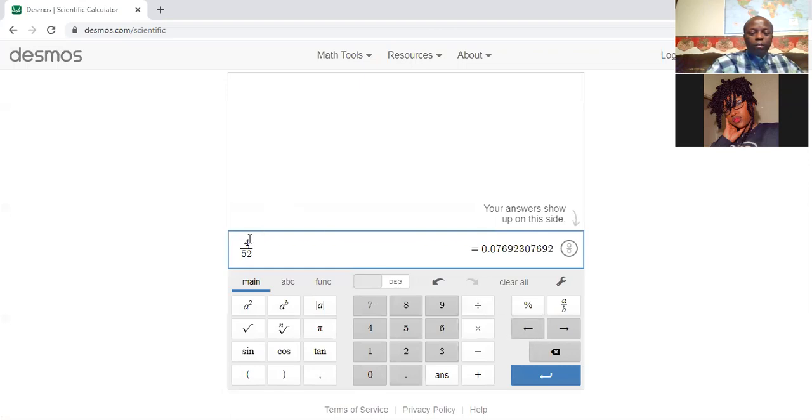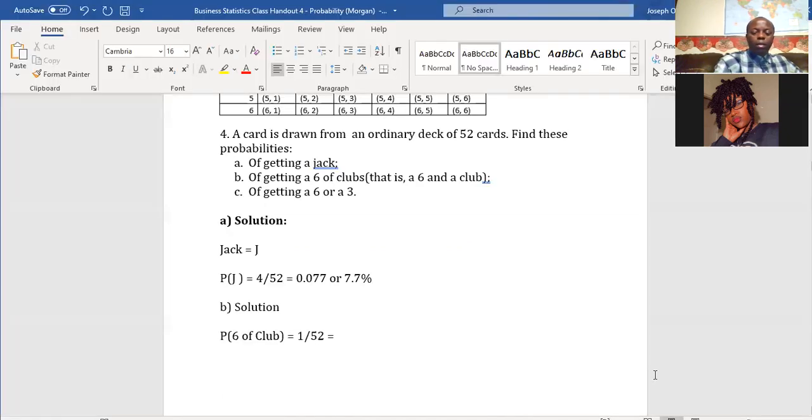This gives us from our calculator 1 over 52. So I'm going to change this to 1. It gives us 0.0193. I know it kept going. Stopping at the third decimal place, it's going to be 0.019, or if you like, I can write it as 1.9%. Okay, that is for the second one.